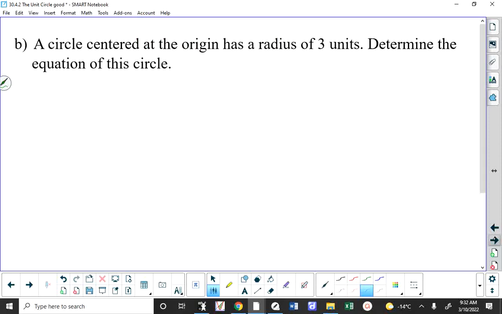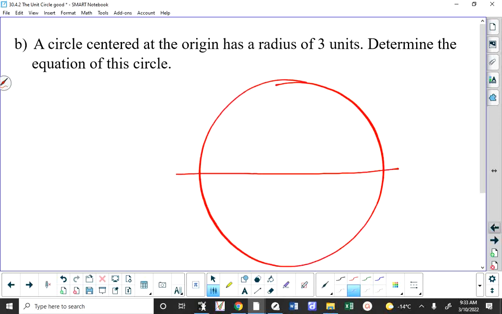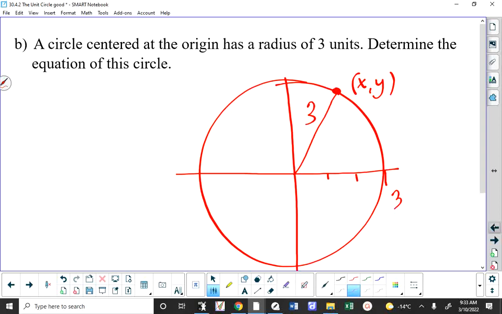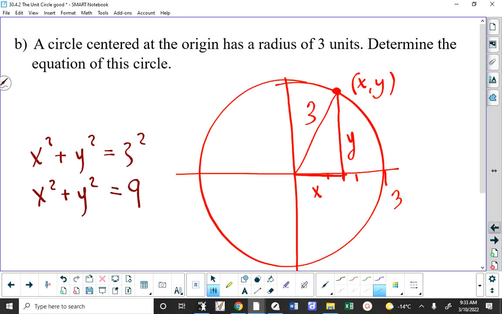All right, B, a circle is centered at the origin and it has a radius of 3. What would the equation of that circle be? Well, we don't necessarily have to draw this, but there's a circle, roughly. If this is the point x, y, and this radius is 3, then the hypotenuse is 3, isn't it? When we create our right triangle. It doesn't matter what the other sides are, other than the fact that they are x and y. So the equation of the circle, in this case, would be x squared plus y squared equals 3 squared, which is x squared plus y squared is equal to 9.